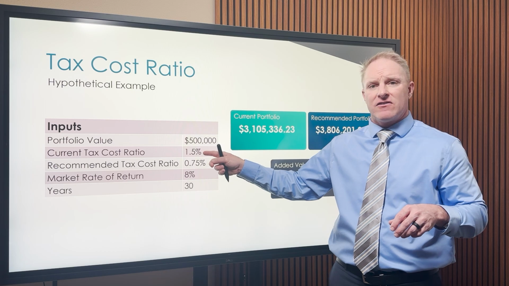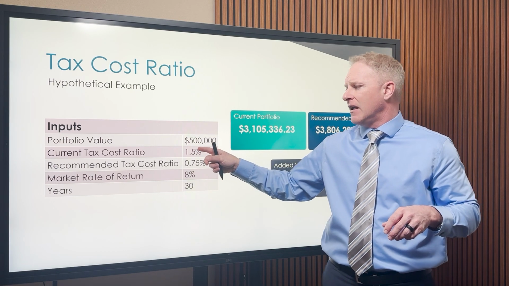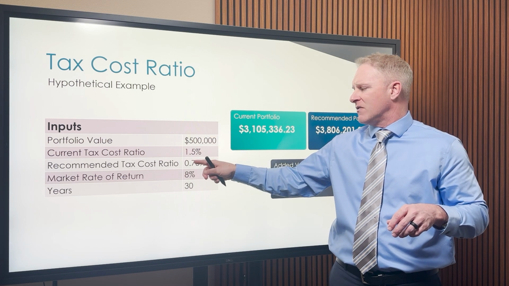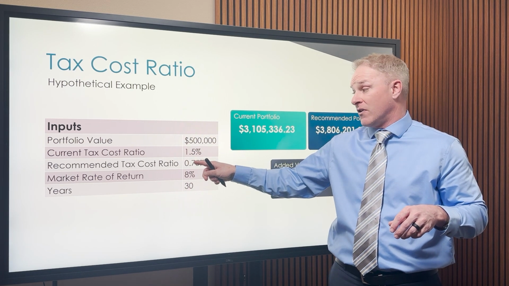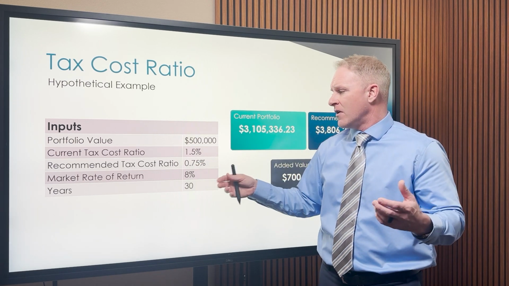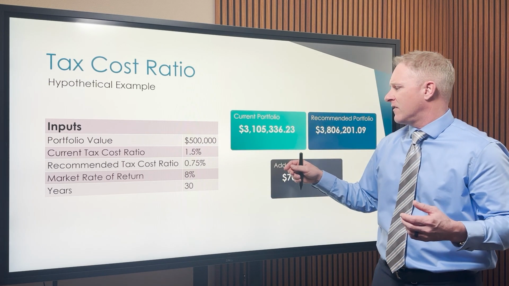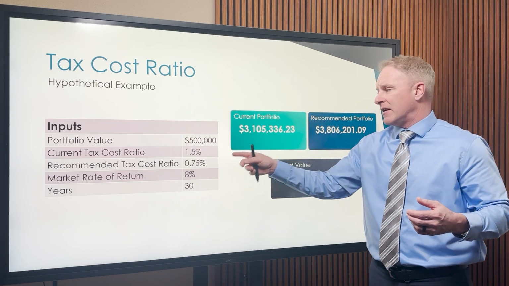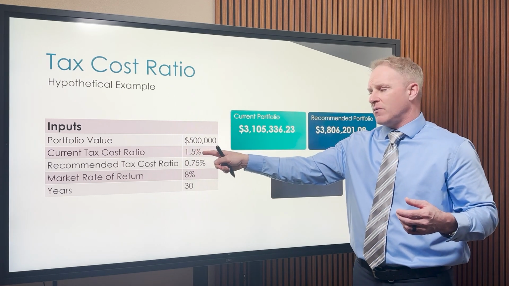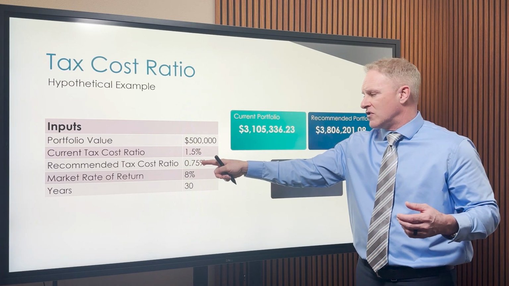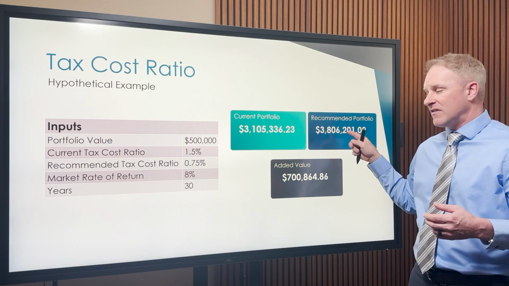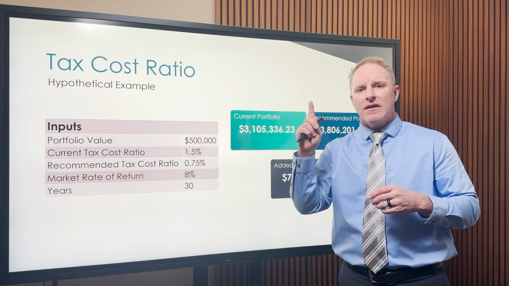and their current tax cost ratio is 1.5%, and we recommend more tax-efficient investments for this bucket. And on that investment, we get the tax cost ratio down to 0.75%, which is very reasonable to do. Over a 30-year time horizon, that $500,000 earning an 8% rate of return would go to a little over 3.1 million with the current tax cost ratio. But if you lower that tax cost ratio just a little bit, the value of the portfolio actually increases by over $700,000 through that one little change.